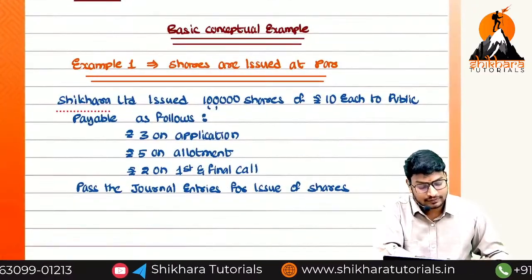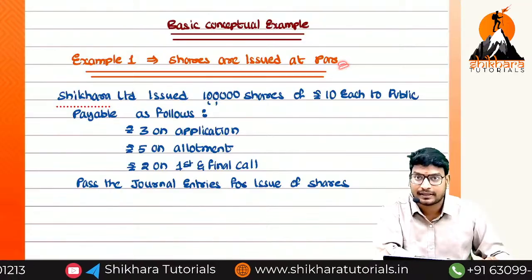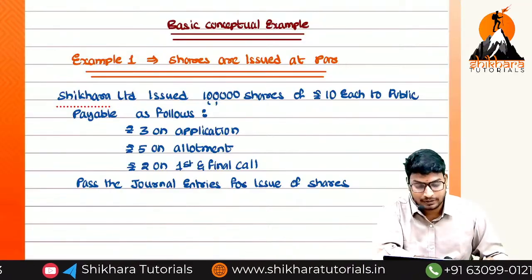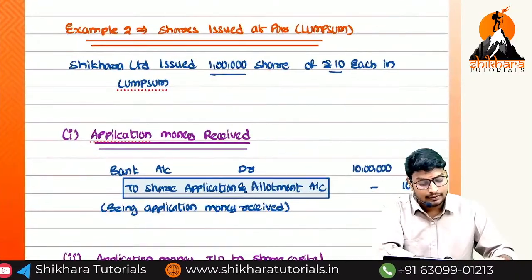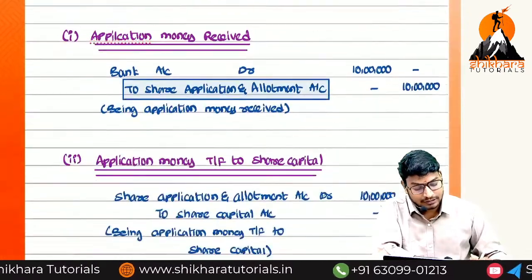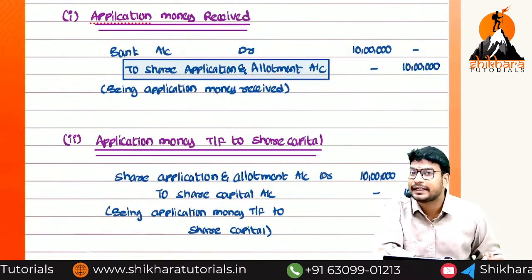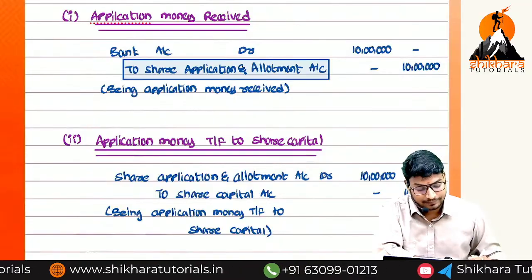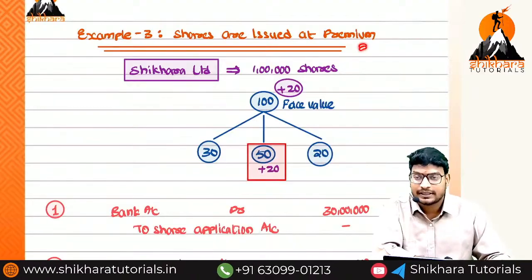So next, then after we have discussed examples. First one, shares issued at par. The same entries we have written down. And next we have seen shares issued at par but lump sum. Only two entries will come into the picture. Instead of share application, we have to write the share application and allotment account. And then after we have discussed the example of issue at premium.